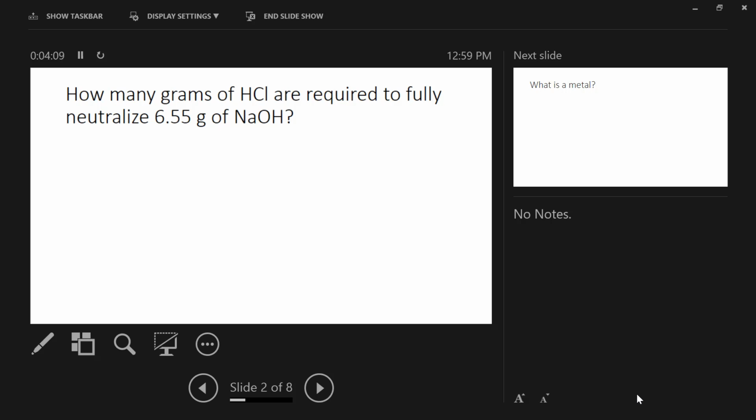Draw our horizontal line. Top left is what we're starting with, which better be 6.55 grams of sodium hydroxide, because if it isn't, we would have no idea of what to start with, right? That's the only measurement that our problem gives us.